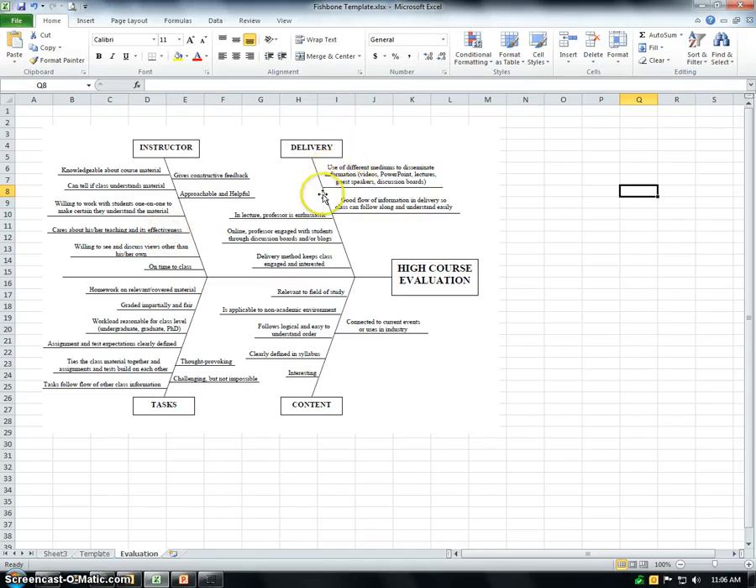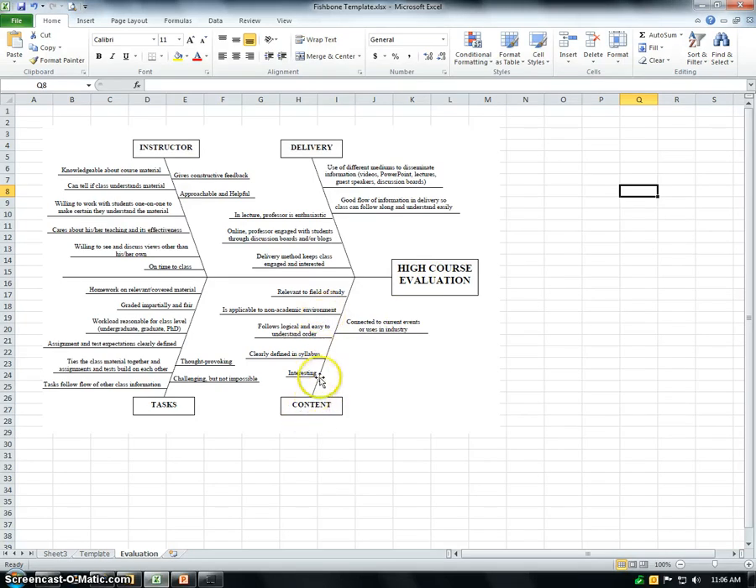Maybe causes related to the delivery system. Is the professor enthusiastic during the lecture? Use of different mediums to disseminate information like PowerPoints and lectures and guest speakers and discussion boards. So we would think maybe that's one cause, using different mediums in your delivery process, that would cause you to receive a high course evaluation.